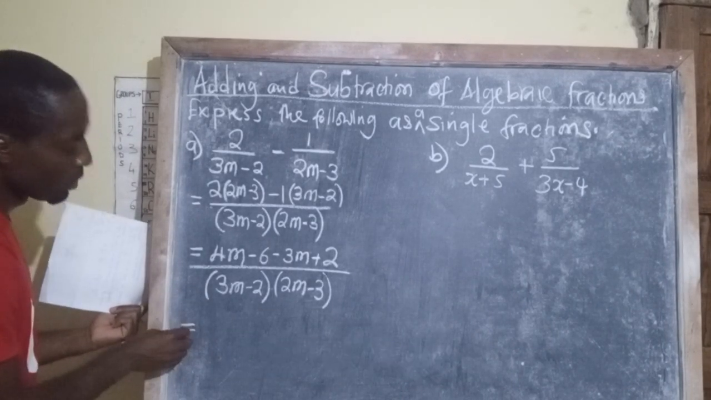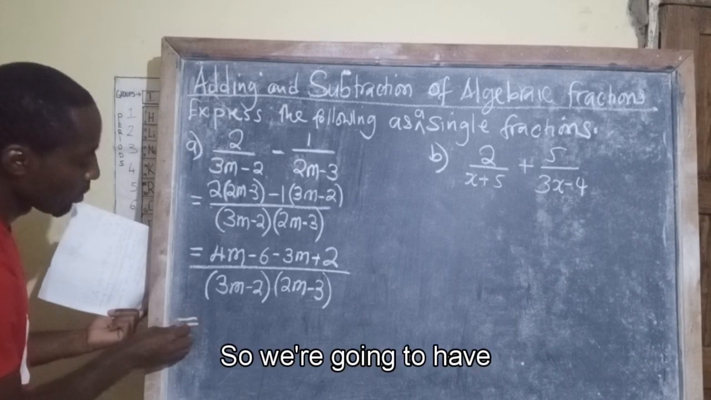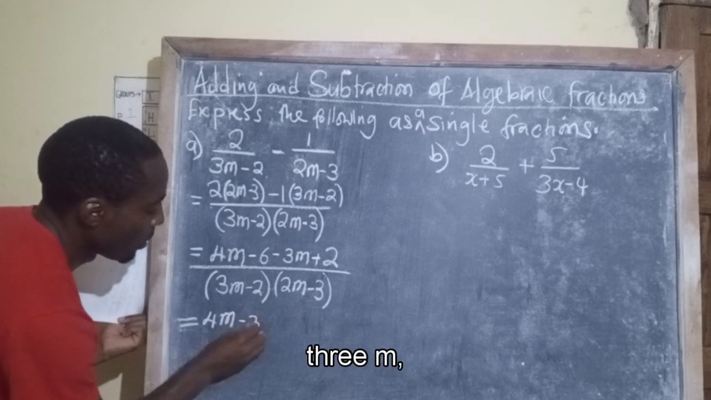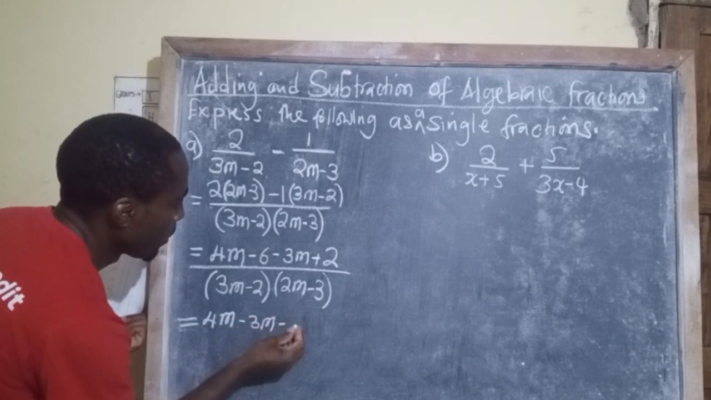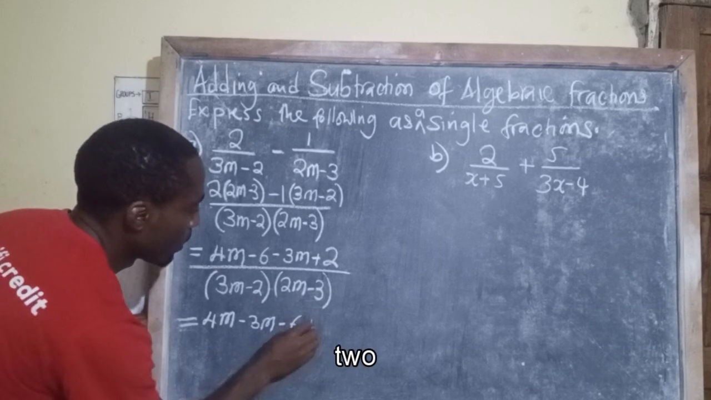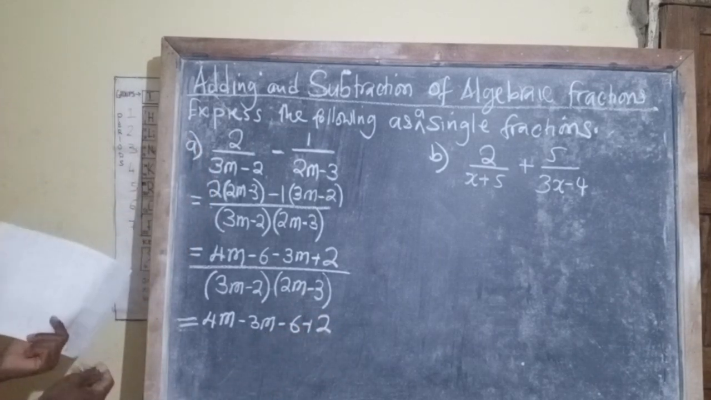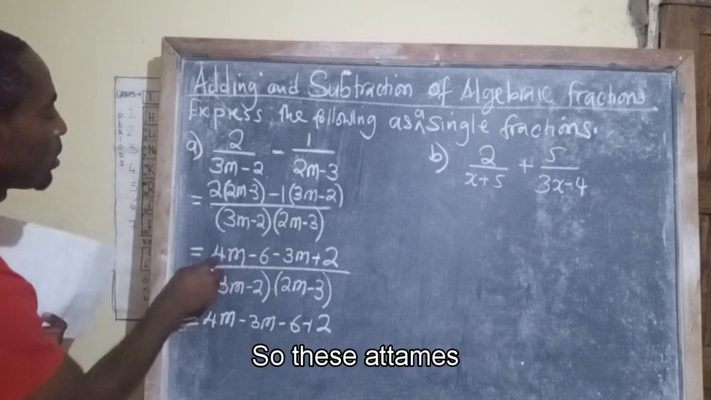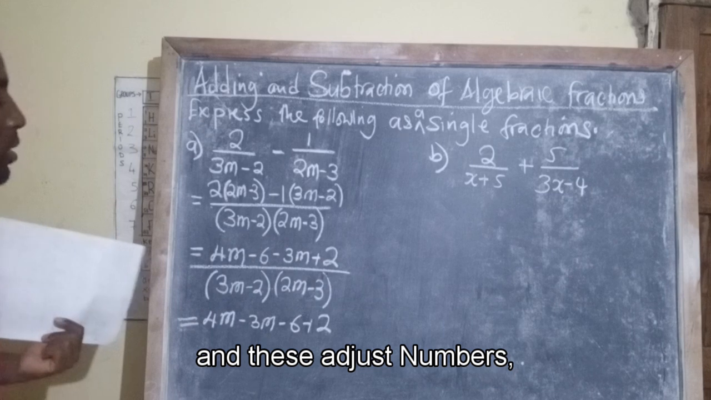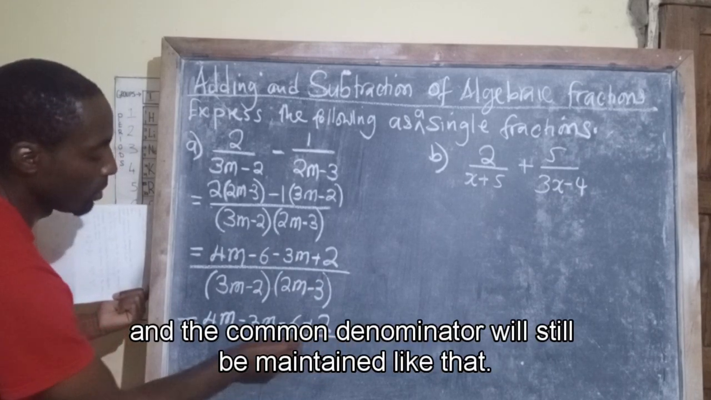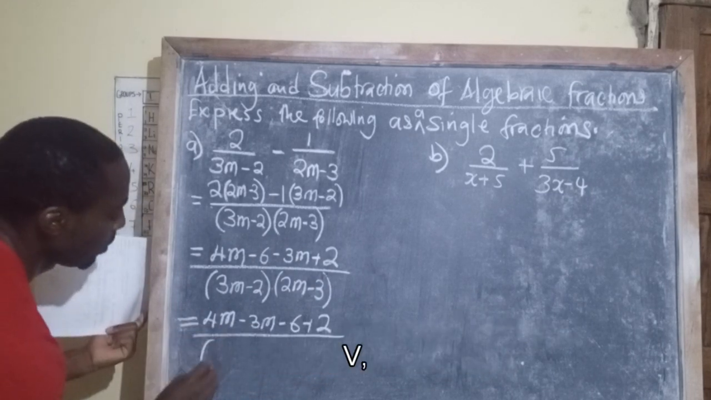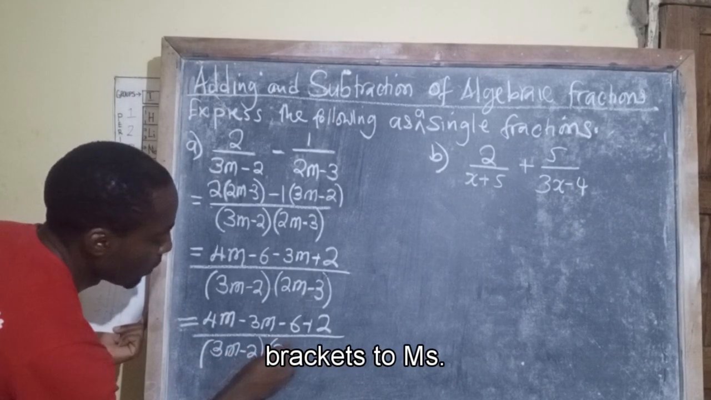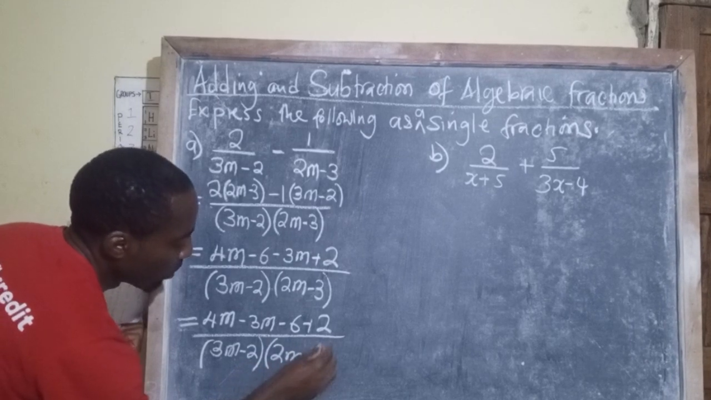So our like terms will be as follows. We are going to have 4m minus 3m minus 6 plus 2. Okay, so the like terms here are the m's, this m and that m, and also the numbers. So these are terms and these are just numbers. And the common denominator will still be maintained like that. So it will be 3m minus 2 and open brackets 2m minus 3 and we close.